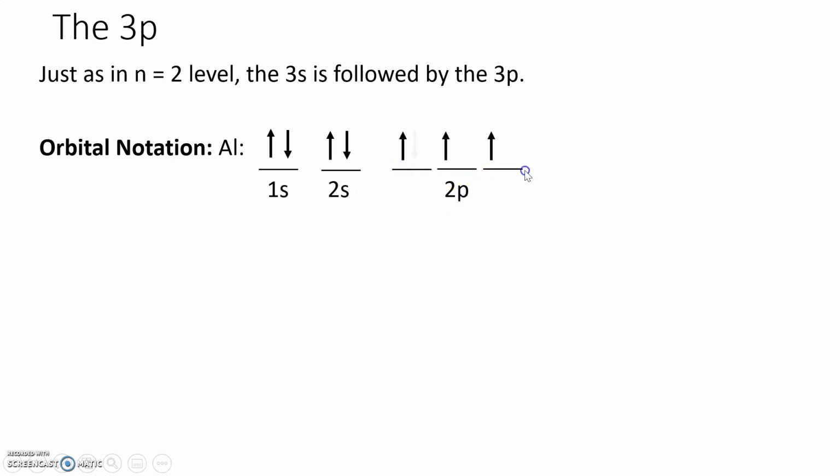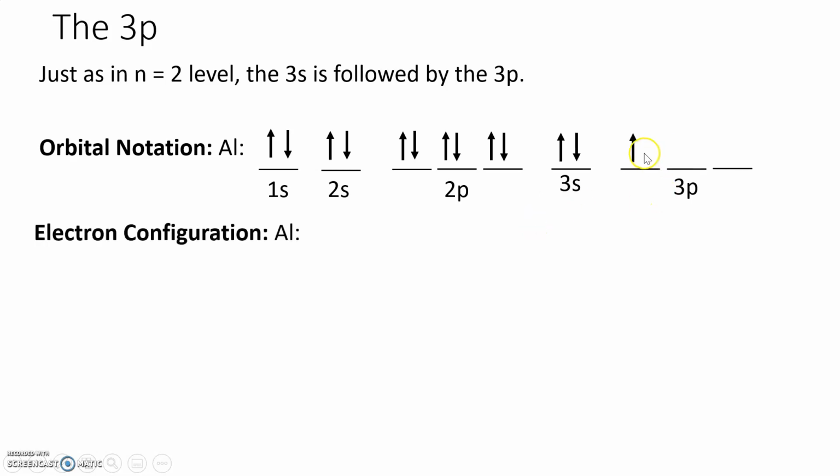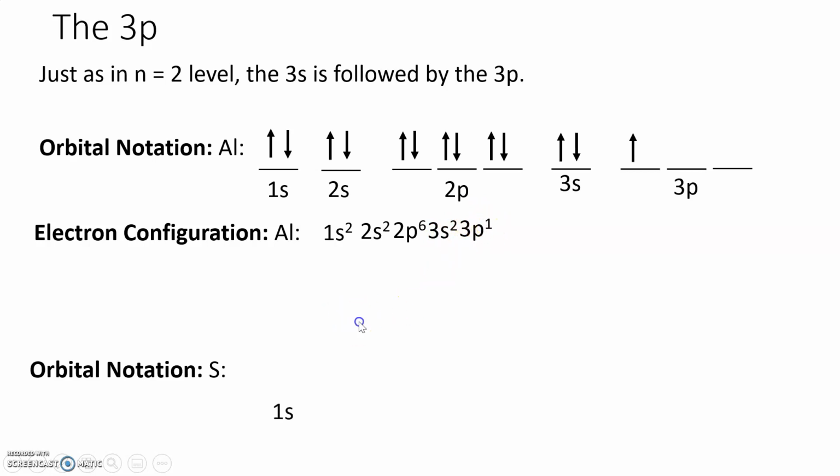There's our 2p orbitals. We filled those guys up. We entered the third energy level with the 3s, put the 2 electrons in that, and then we moved to the 3p. Aluminum had just 1 electron. We did show all of our empty orbitals, but just 1 electron. Electron configuration, again, 1s, the 2s, the 2p, the 3s, and then just 1 electron in that 3p.